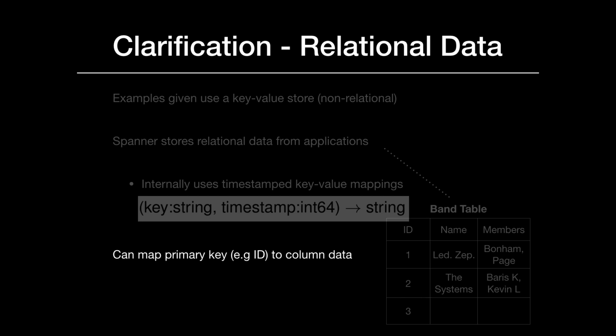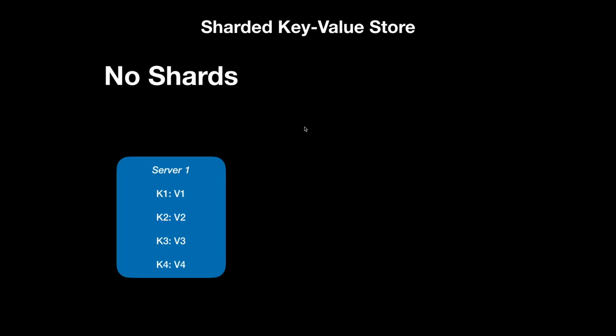So to turn this key value data into relational data, what we can do is map a primary key, like say this ID, to the data of the columns. As you can imagine, this does have some caveats attached, which we will talk about. So as was mentioned, one of the horizontal scaling techniques that Spanner uses is database sharding.